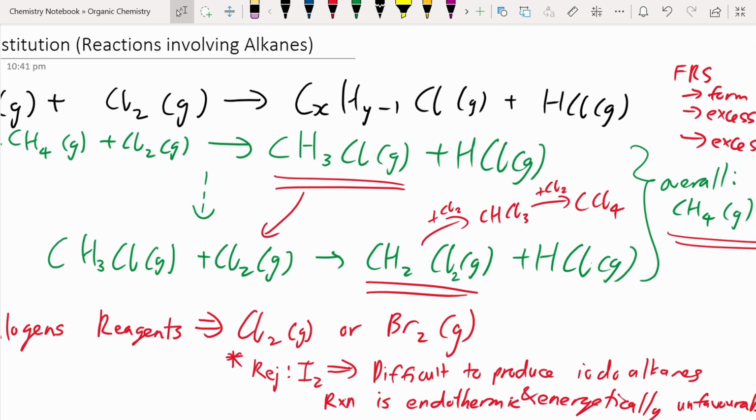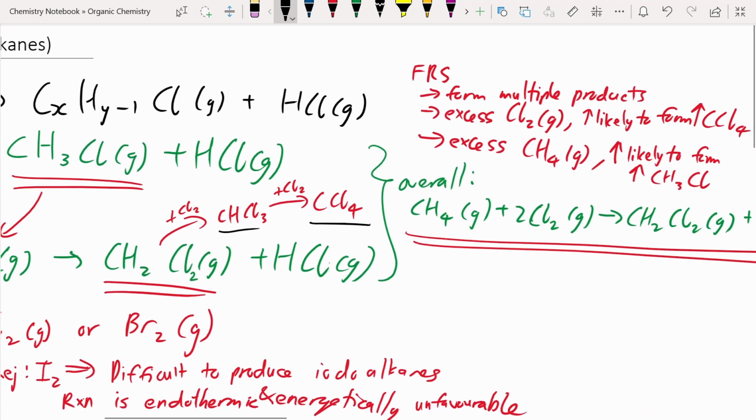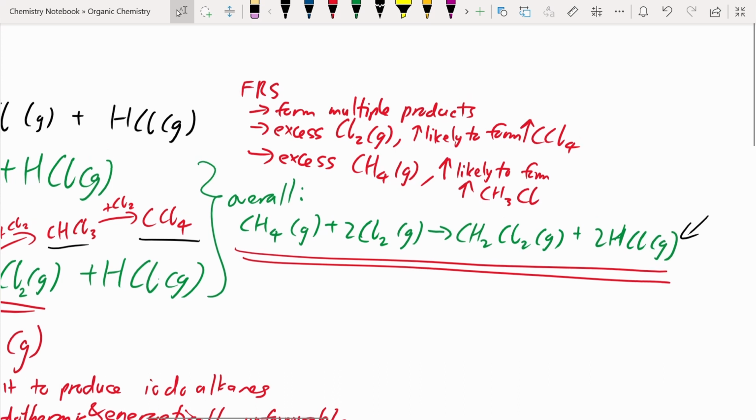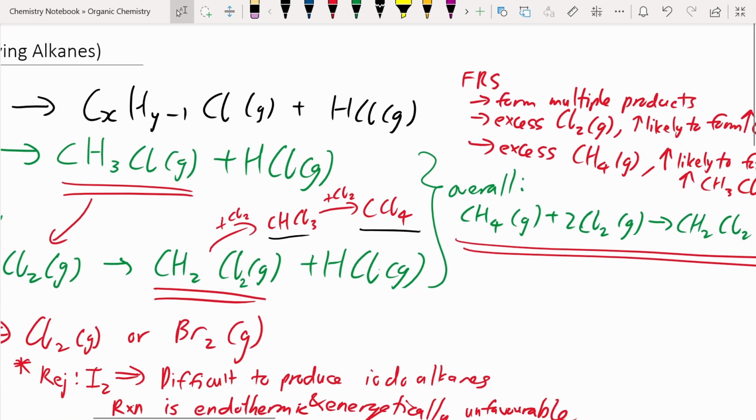The cool thing about free radical substitution, and also another bad thing about it, is that it can react with even more of these chlorine gas molecules to form other products like dichloromethane, and then it can react further to form trichloromethane and also tetrachloromethane. Combining these equations, you can form this type of equation also. So in free radical substitution, you can form multiple products like this, this, this, and this.